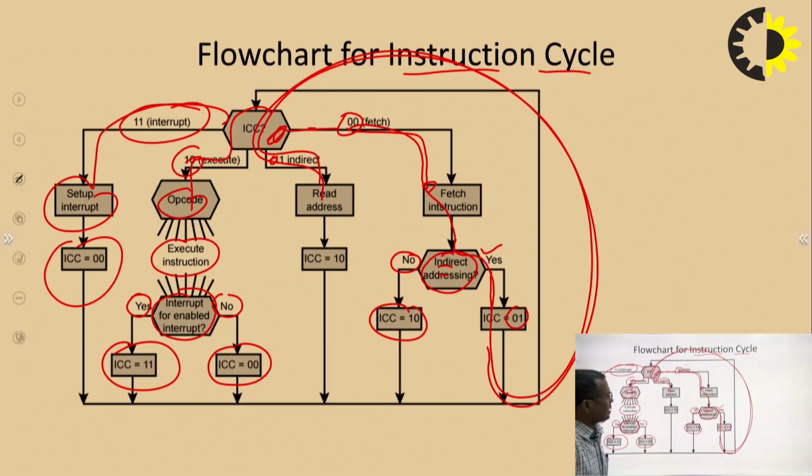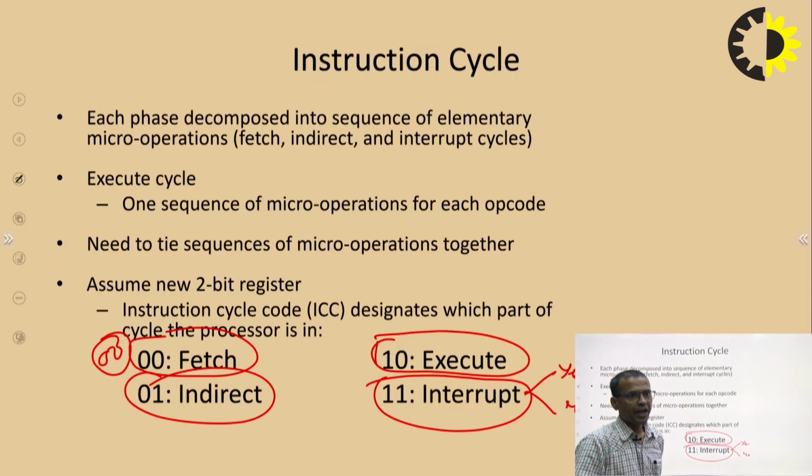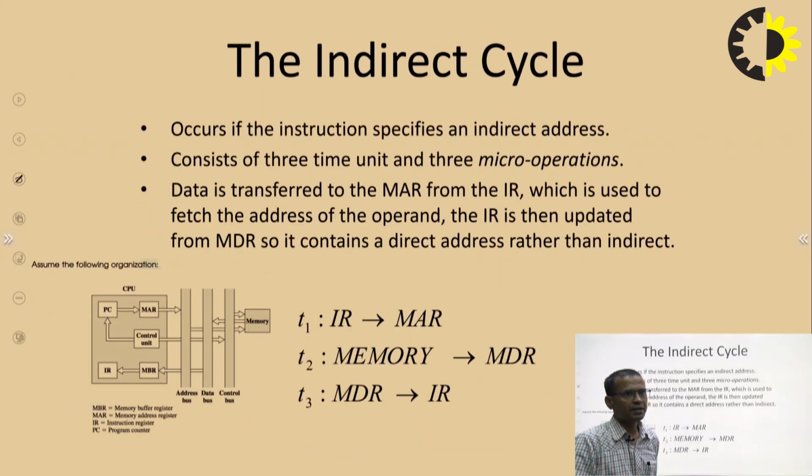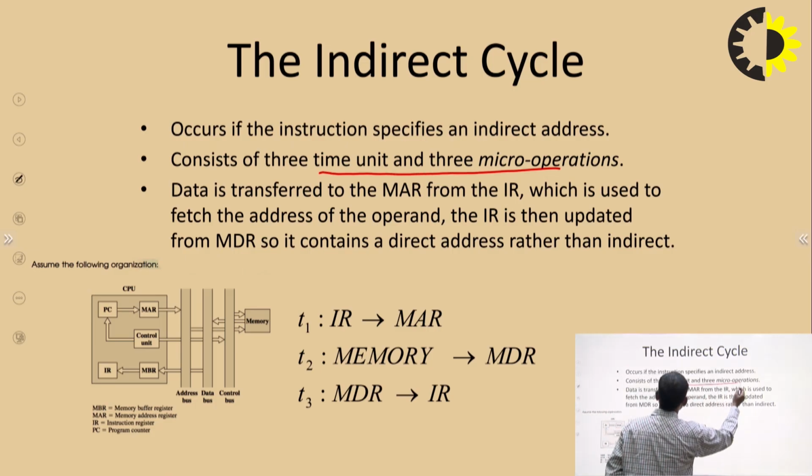So this is the thing that we have to learn and understand for the micro operations to be understandable in terms of the working of the computer at the level within the CPU. Okay. So moving ahead, we will then briefly discuss the other cycles, the indirect cycle. Indirect cycle means that if there is an indirect address code available in the instruction, it consists of 3 time units of steps of micro operation.